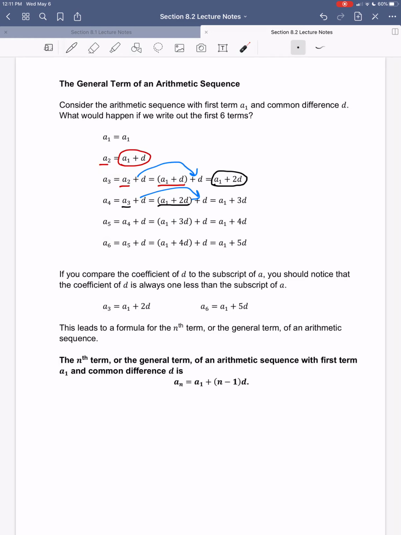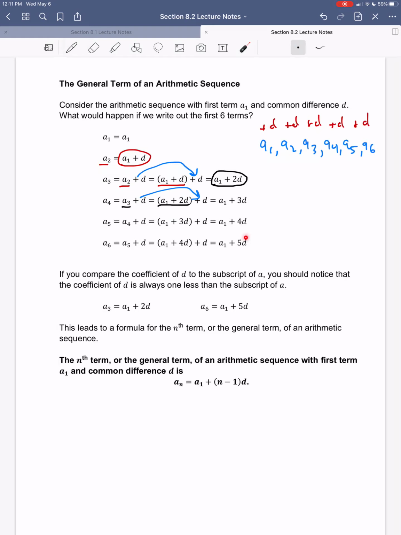Well, that sort of makes sense, right? If I've got a sub 1, a sub 2, a sub 3, a sub 4, a sub 5, a sub 6, every time I have to add a d to get from one term to the next. A sub 1 plus d is a sub 2, a sub 2 plus d is a sub 3, a sub 3 plus d is a sub 4. So if I want to get to a sub 4, I had to add on 3 d's. If I want to get to a sub 6, I had to add on 5 d's to get from a sub 1 to a sub 6, right?